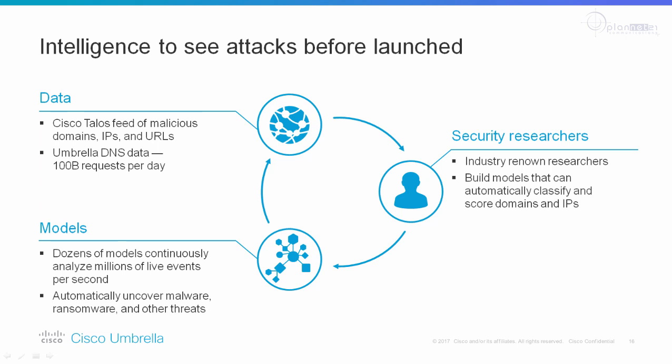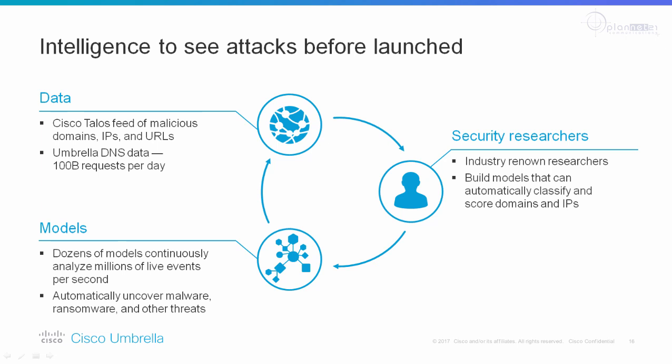There are three key factors that make up our unparalleled threat intelligence: data, security researchers, and statistical and machine learning models. So let's start with a look at our data. This includes a Cisco Talos feed of malicious domains and IPs based on researchers' analysis of millions of malware samples and terabytes of data collected from Cisco deployments worldwide. We also use Umbrella DNS data. We resolve more than 100 billion daily DNS requests across our user base. And not only is this data massive, it's also diverse and represents all markets, geographies, and protocols. These two things together give us an unprecedented view of the internet.